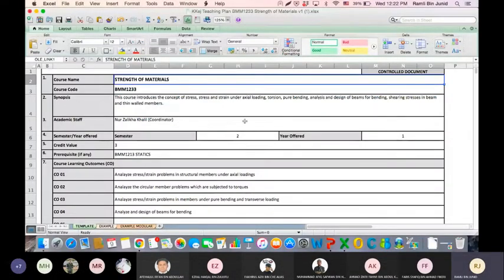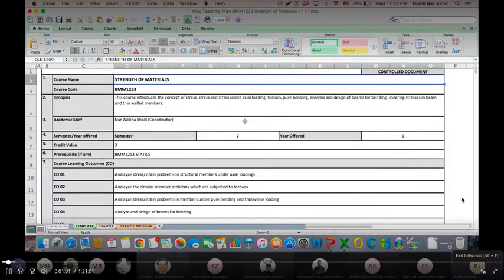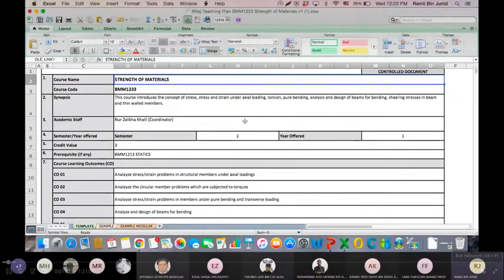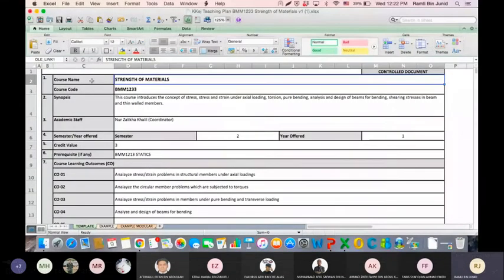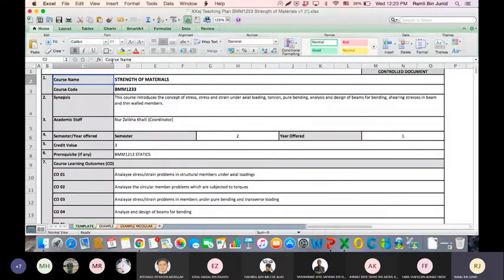Okay, so this subject is also a subject in university. Subject is also known as course. Okay, course is the different name for subject. So this subject name or course name is strength of material. Okay, strength of material.